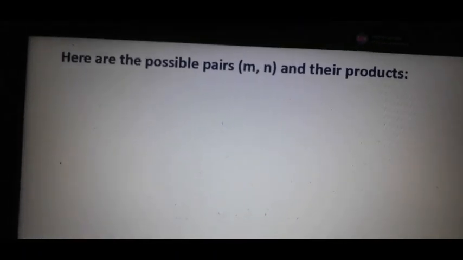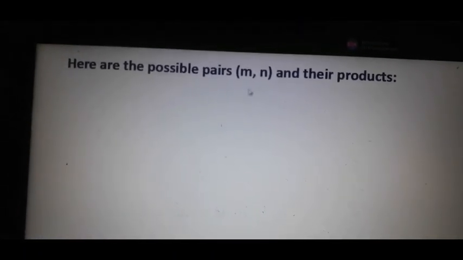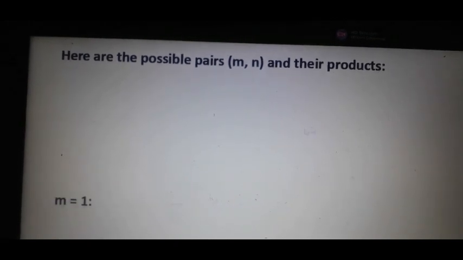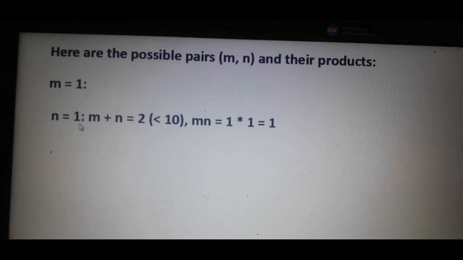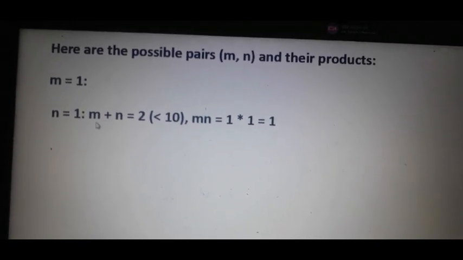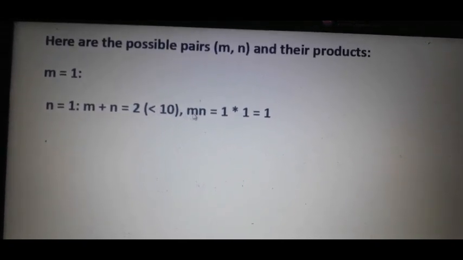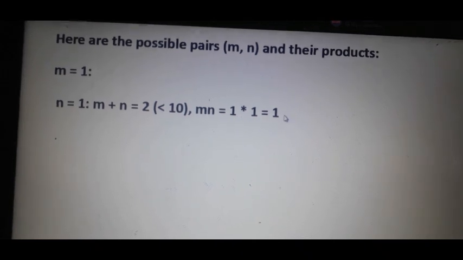Here are the possible pairs m, n and their product. 1. If m is 1, n is 1, 1 plus 1 is 2, 2 is less than 10, therefore the product is 1.